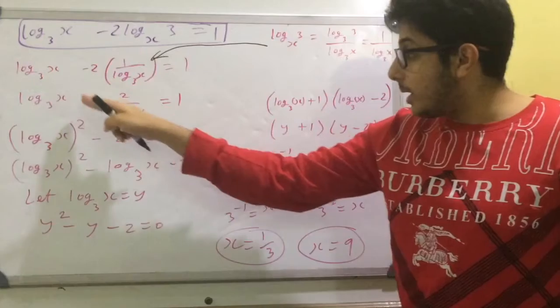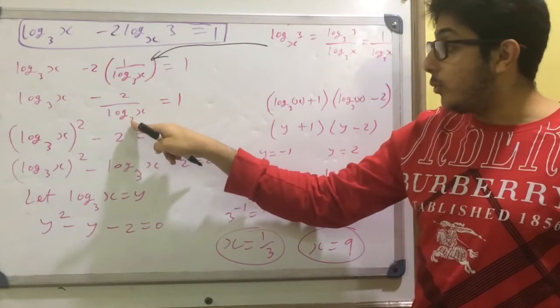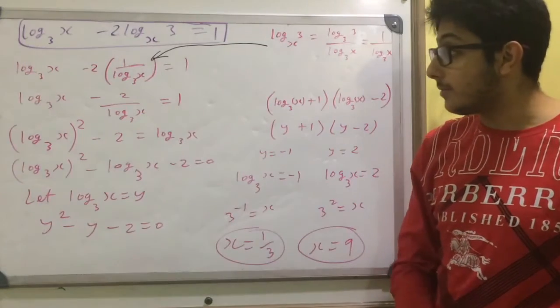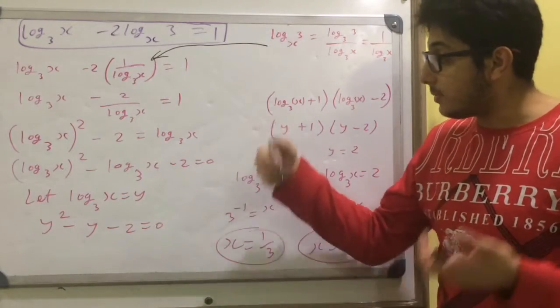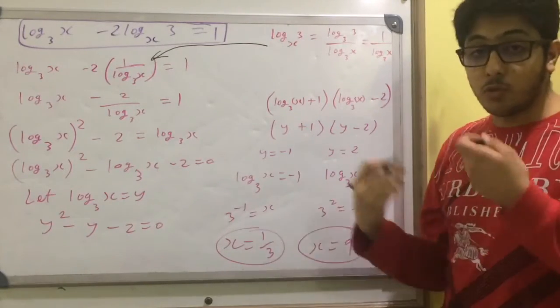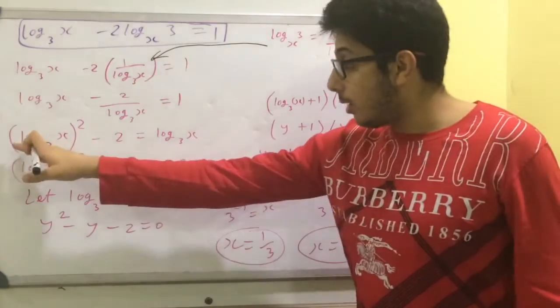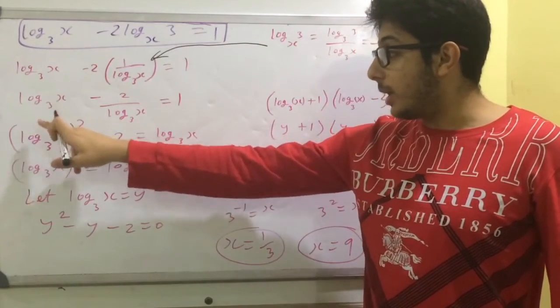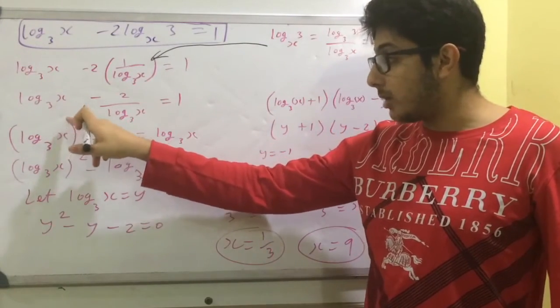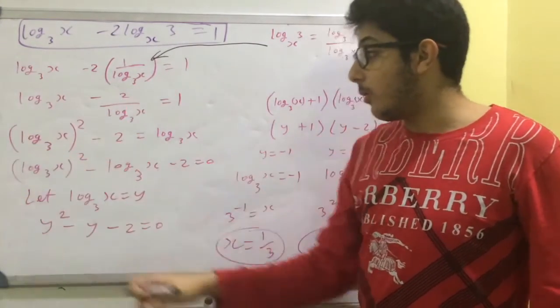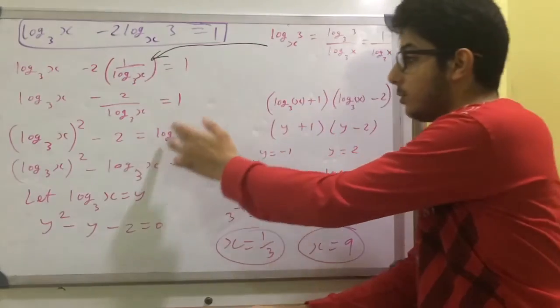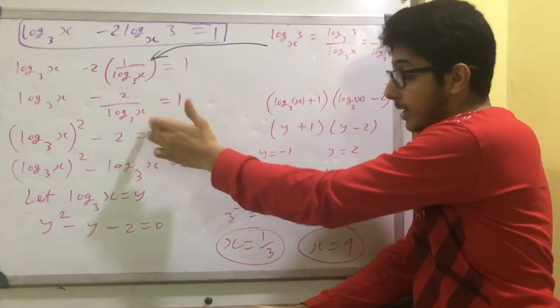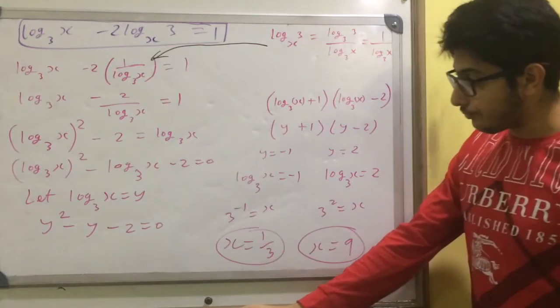And then I just end up with a fraction. And nobody likes fractions in equations. So I times everything by logarithm base 3 of x, and that gives me a quadratic. Logarithm base 3 of x all squared. It's not x squared, where you can just move the power down here. It's the whole function squared. Minus 2 is equal to 1 times logarithm base 3 of x.